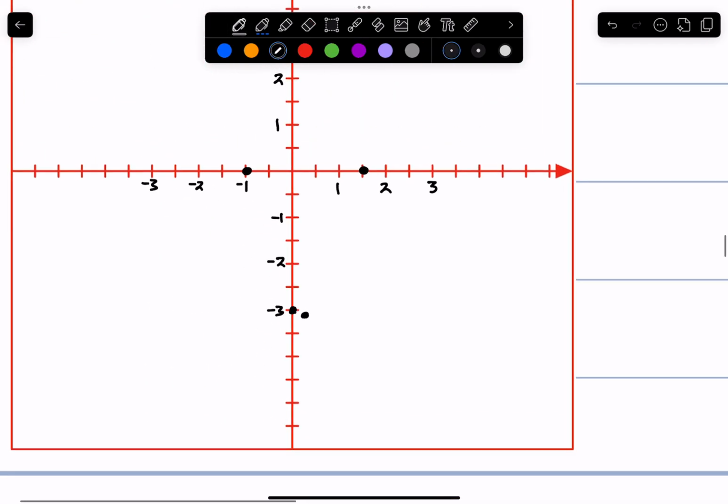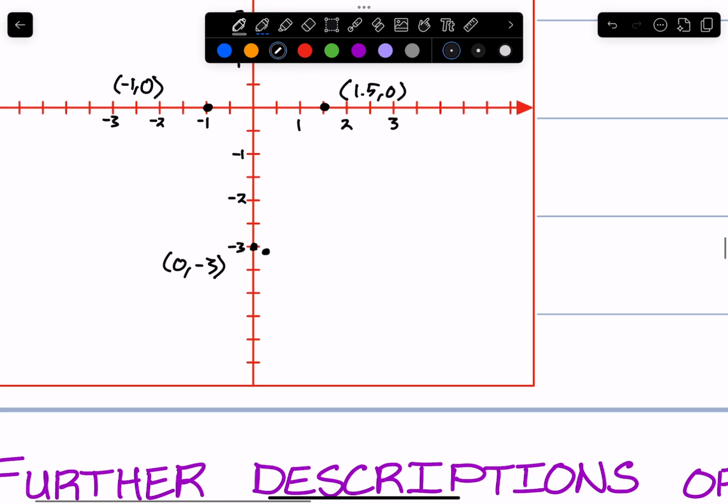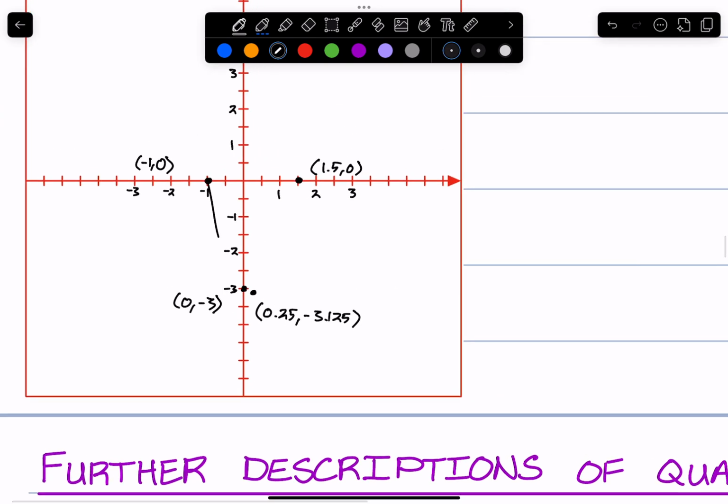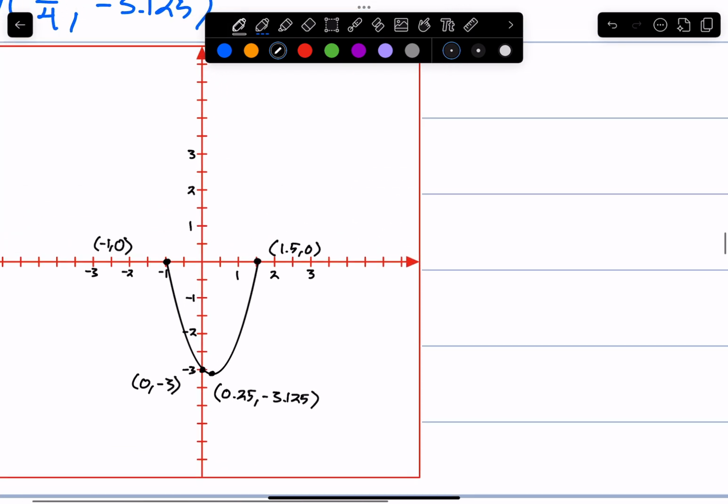So plotting all of these points, we get -1, 0, 1.5, 0, we get 0, -3, and I'm going to put this as a decimal, a quarter, comma, -3.125. Bringing all these points together, our parabola should look somewhat like this.